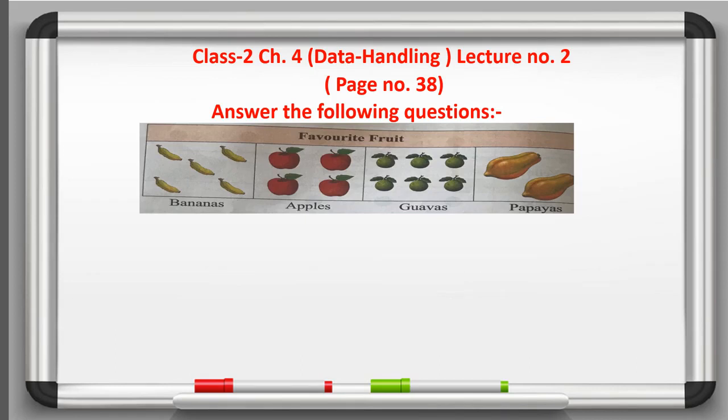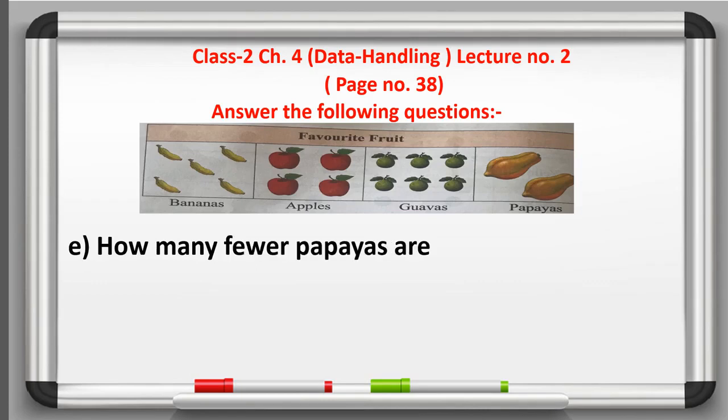Understood? Now beta, in E part it is given how many fewer papayas are there than apples. So here beta, it is given how many means how much less are papayas than apples. Okay, so in this question we have to make a comparison between papayas and apples. So here there are 4 apples and 2 papayas. So we will subtract both. 4 minus 2. So here we will write 4 minus 2 and 4 minus 2 is equal to 2.